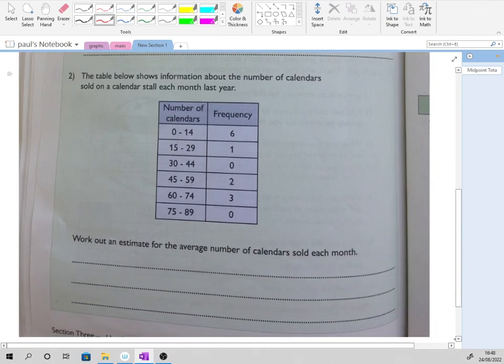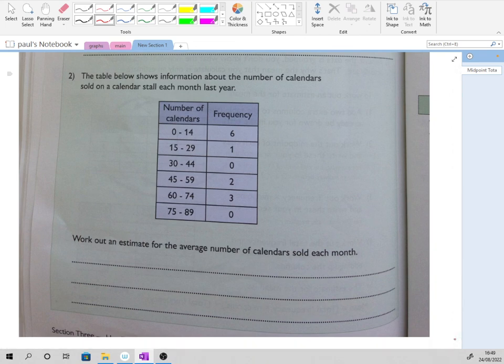The table below shows information about the number of calendars sold on a calendar stall each month. So here's the number of calendars each month last year. 1, 2, 3, 4, 5. There were only 6 of them. So it wasn't the whole year, was it? So anyway, don't matter. Work out an estimate for the average number of calendars sold each month. So work out an estimate. They haven't actually said in this one, let's see what they want us to work out there.